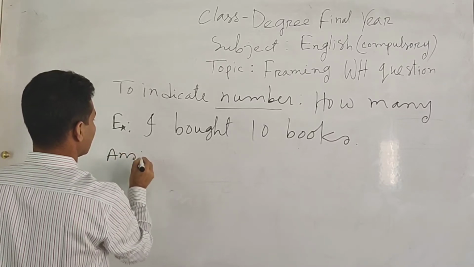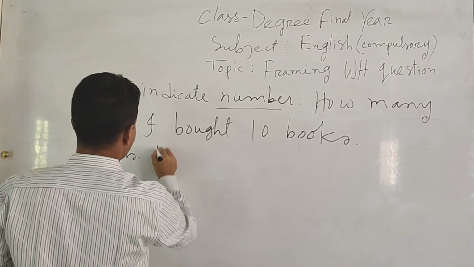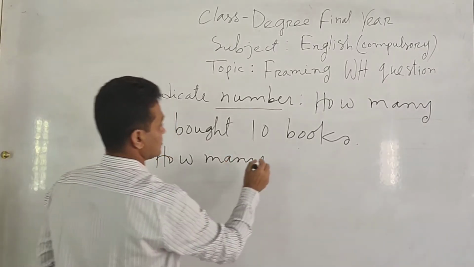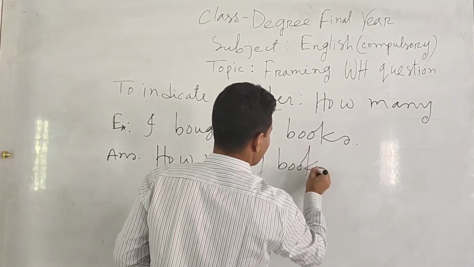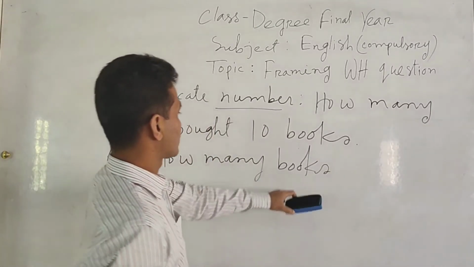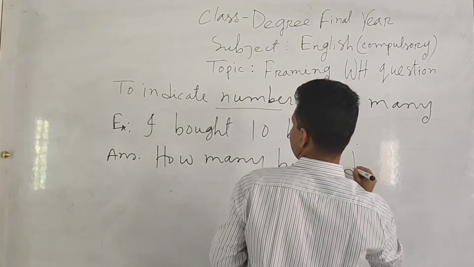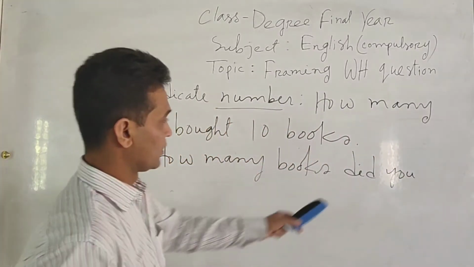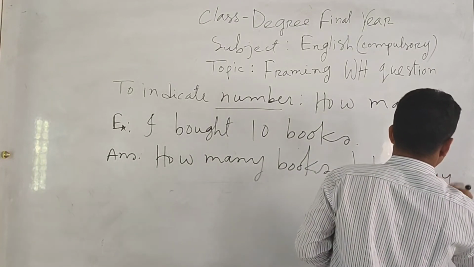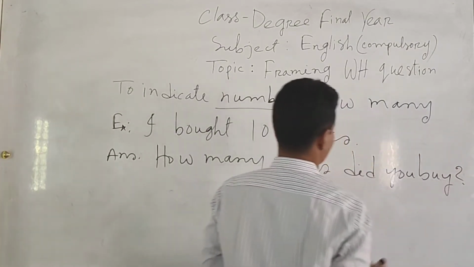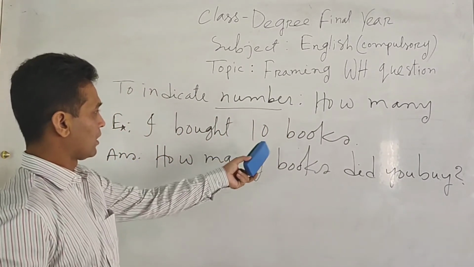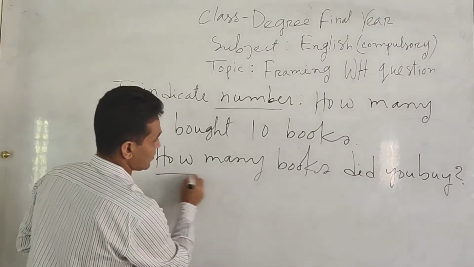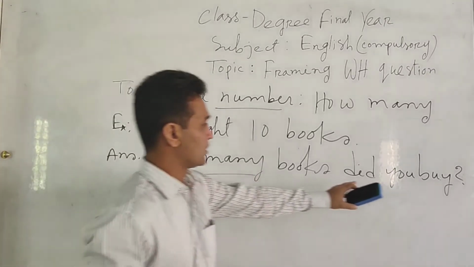Answer, how many books, object, how many books did you, how many books did you buy. Okay, when we ask about any number, we will use how many, of course. Okay, how many books did you buy?